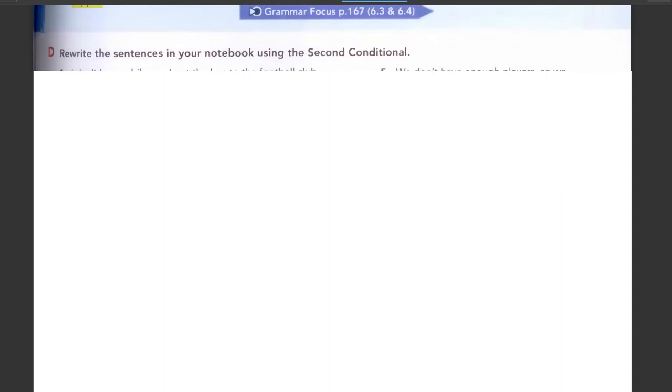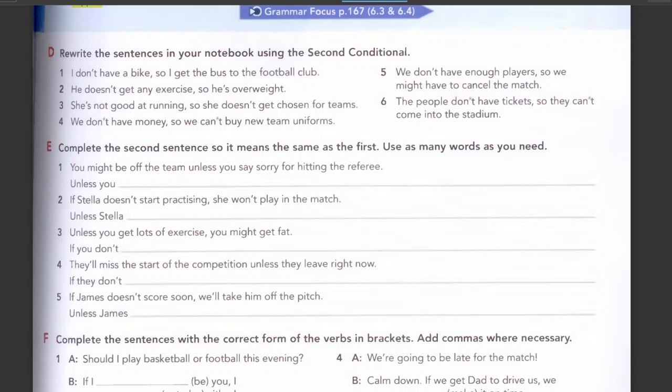We are going to look at, the page is not loading. Okay, now it's loading, sorry for the delay. Exercise D, rewrite the sentences in your notebook using the second conditional. Sentence number 1, I don't have a bike, so I get the bus to the football club. So how are we going to write this sentence in the second conditional? Well, we can use the word if or unless.